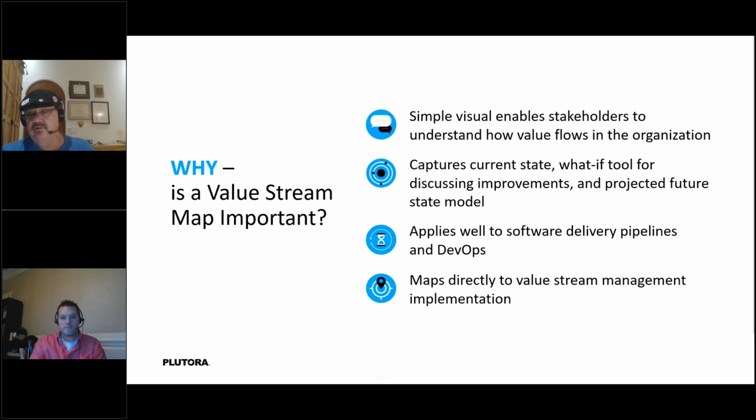It applies to a lot of different things. Certainly it applies to software delivery pipelines and DevOps. And the neat thing is, if you build the value stream map, you can directly use it with value stream management tools. It integrates well because you've already identified what stages need to be managed, for example. So value stream mapping has a lot of different values. It also is just fun.